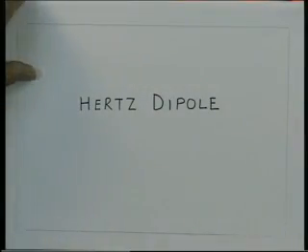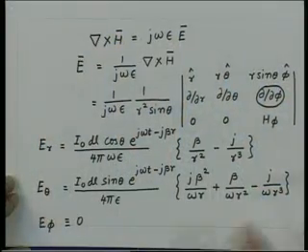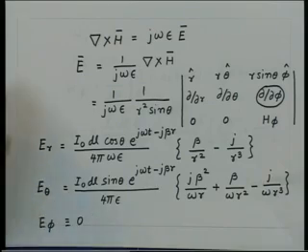So, in the last lecture, for the Hertz dipole, which is a small current element, we derived the vector potential and the electric and magnetic fields, and we saw that for the Hertz dipole we have a magnetic field which has only one component, that is only the phi component, whereas the electric field has two components.